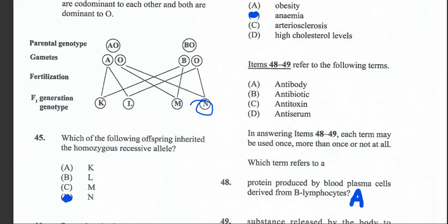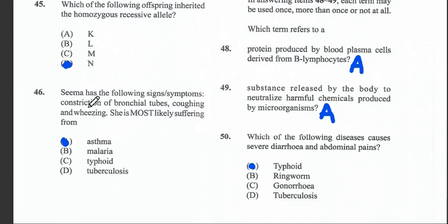Good. Number 46 says the patient has the following signs. The symptoms would be constriction of the bronchial tubes, and we are seeing coughing. So the symptoms here would be coughing and wheezing, and once she's coughing and wheezing, we know that would be asthma.